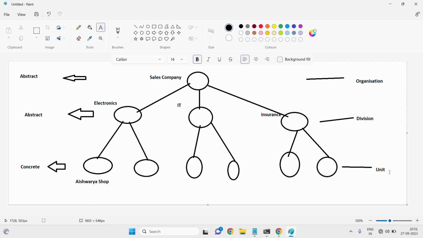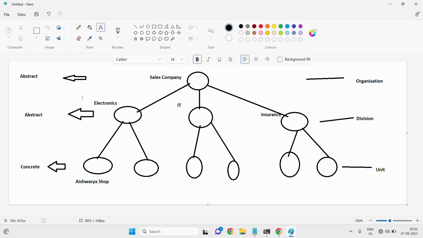I hope you understand well. Aditya is a big organization, and in that Aditya we have three campuses. The first campus is one division, the second campus is another division, the third campus is another division. In the first campus again we have many branches like ECE, CSE, EEE, which are unit level. So the organization is a big thing, in that organization we have division level, and in that division level we have unit level. This is the flow of work, the organization levels.